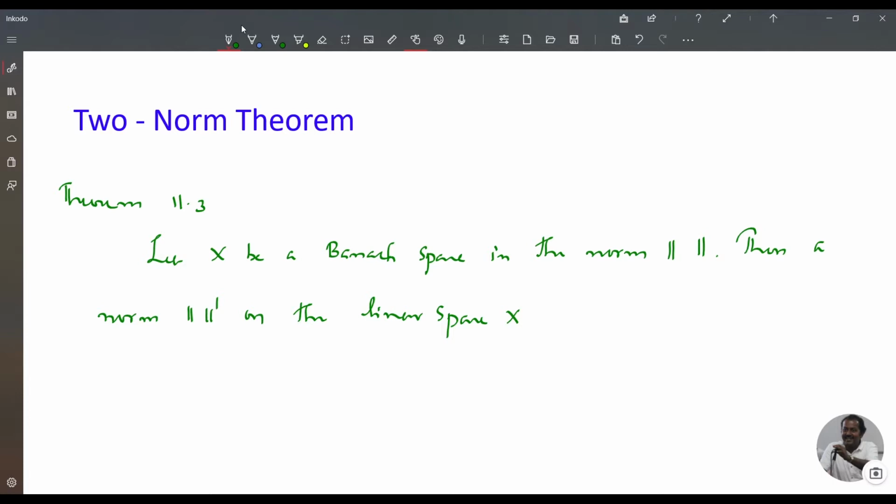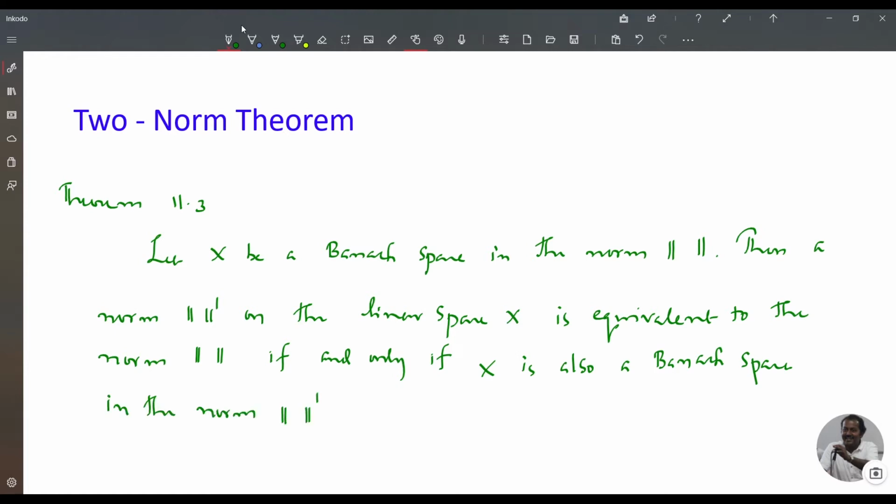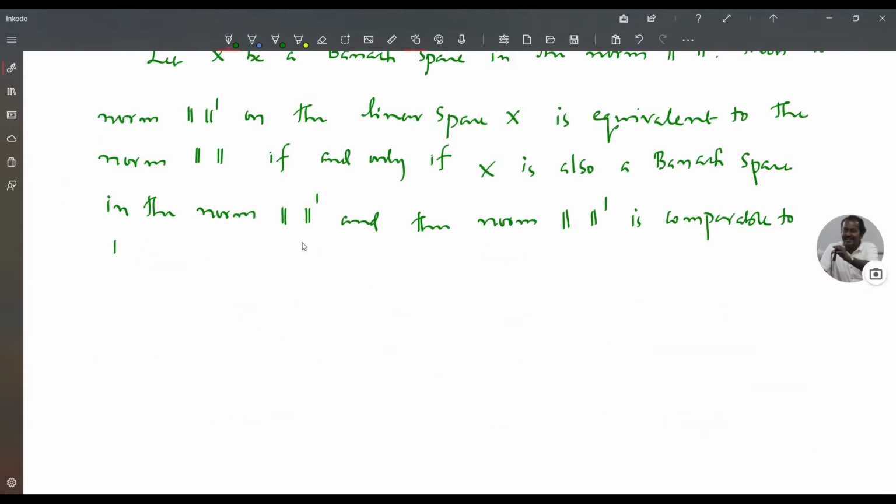is equivalent to the norm if and only if X is also a Banach space in the norm dash, and the norm dash is comparable to the norm.